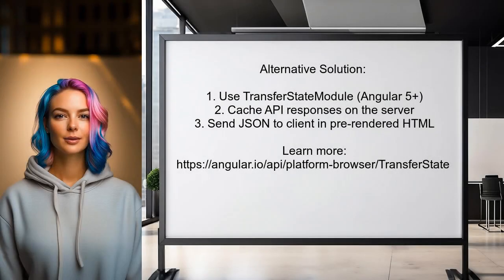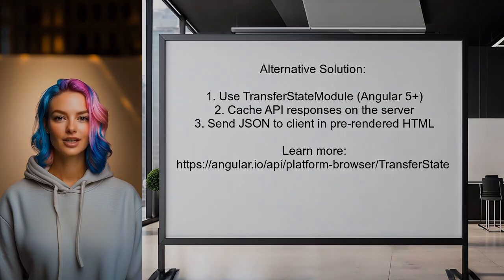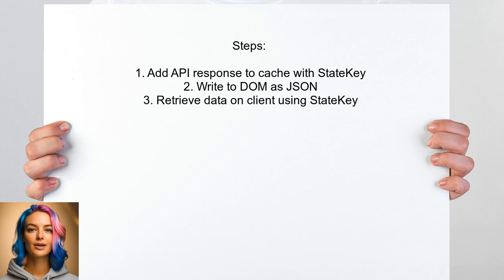An alternative solution involves using the transfer state module, introduced in Angular 5. This module helps cache API responses on the server side, which are then sent to the client as JSON within the pre-rendered HTML. You simply add your API response to the cache with a state key, which is written to the DOM. On the client side, you can retrieve this data using the same state key.